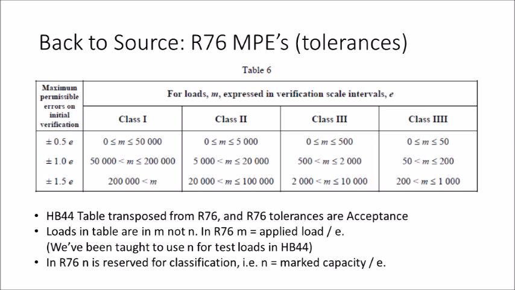And we've been taught to use N, the same N that we use for classification purposes. But you see, R76 reserved N exclusively for classification because N is specifically defined as mark capacity divided by E. But the real critical thing about this table is it's all in E. And notice that this is what we are actually enforcing in practice in the US, even though our table says tolerances are based on D.